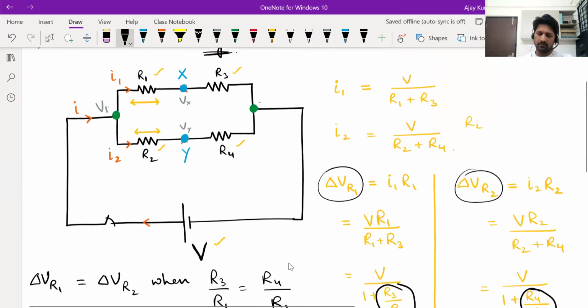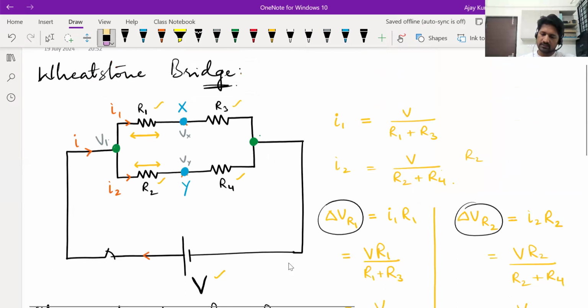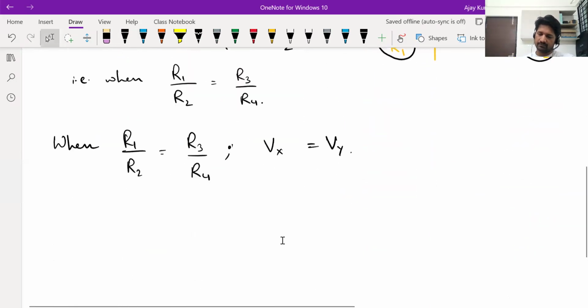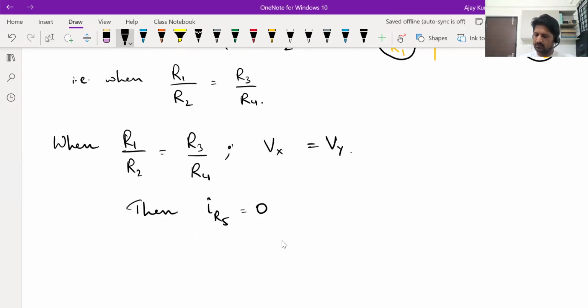What if the potentials are equal? If the potentials at X and Y are equal, then even if you connect an extra resistance between them, the fifth resistance, there is not going to be any current in it. Why? Because the fifth resistor doesn't have a potential difference. Why will there be a current? Okay. So in that case, current in the fifth resistor becomes 0.